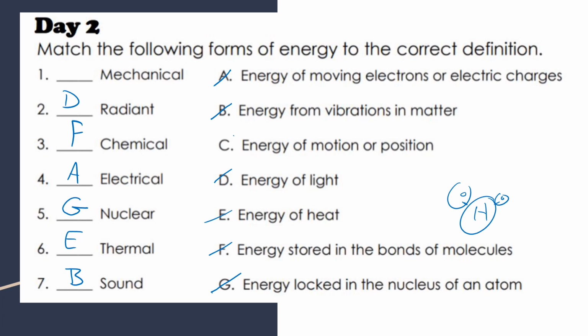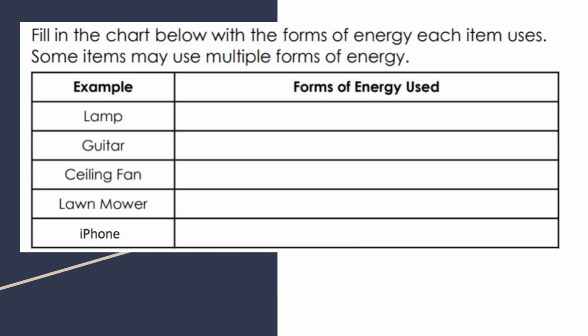And lastly, we have C. That'll go right here. The energy of motion or position. So really, mechanical energy is going to be a combination of kinetic energy and potential energy. When you look at roller coasters, the whole thing is mechanical energy. All the going up and down is an interplay of kinetic and potential.